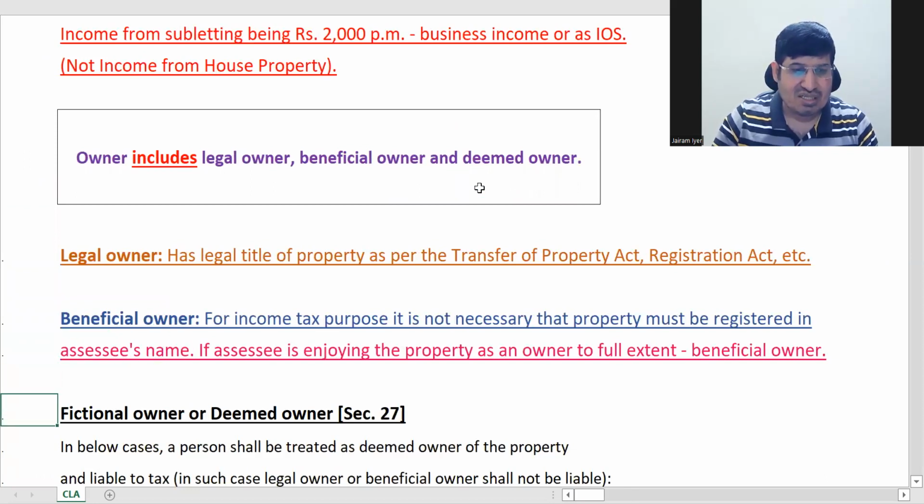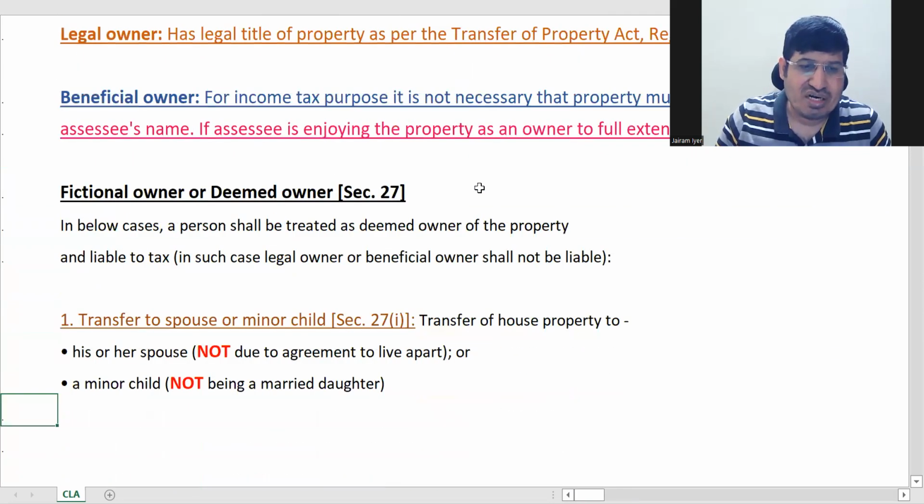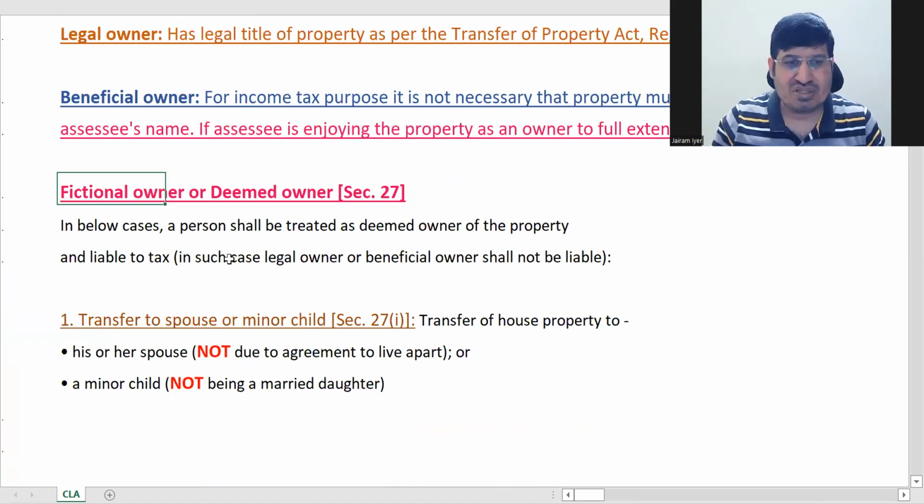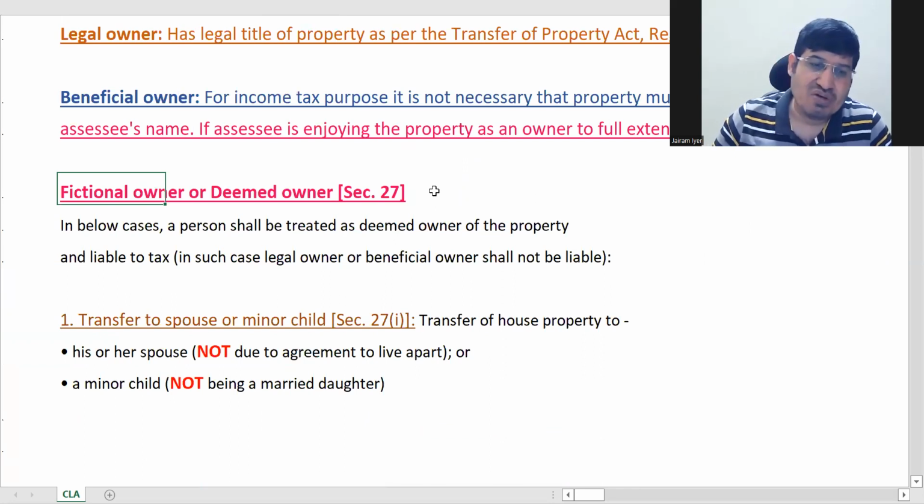Second one, beneficial owner. Third one is called fictional owner or deemed owner. Okay, remember this, the name is fictional owner or deemed owner. It is normally called deemed owner. Students normally forget that it is also called fictional owner. Sometimes in your objective types they will use these words which are not normally used. Whenever there are 2-3 names of one thing, they will use those names which are not commonly used, like fictional owner here. So you should be able to identify that whenever somebody says fictional owner, they are talking about deemed owner.